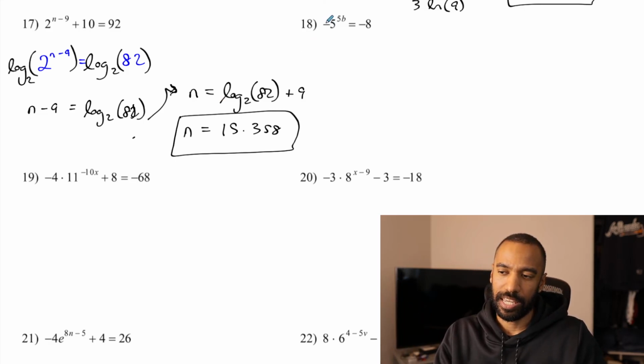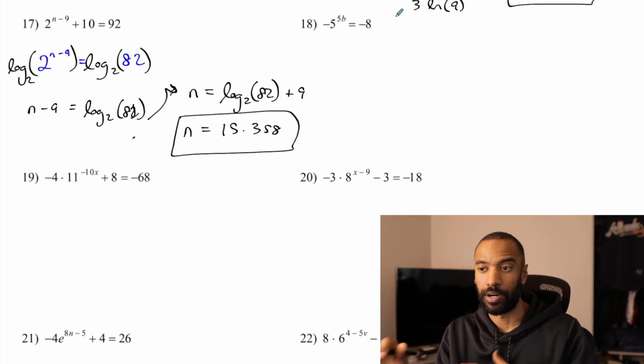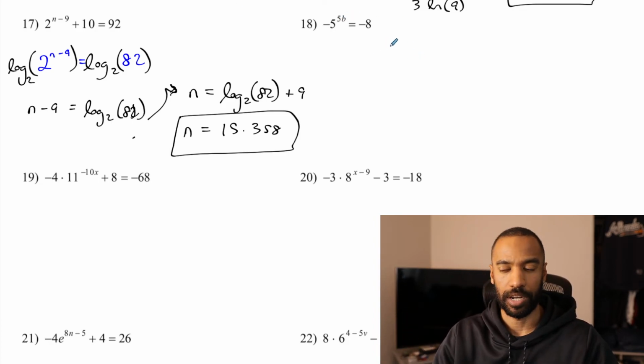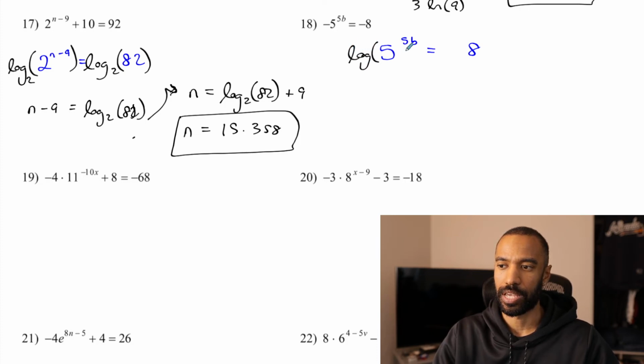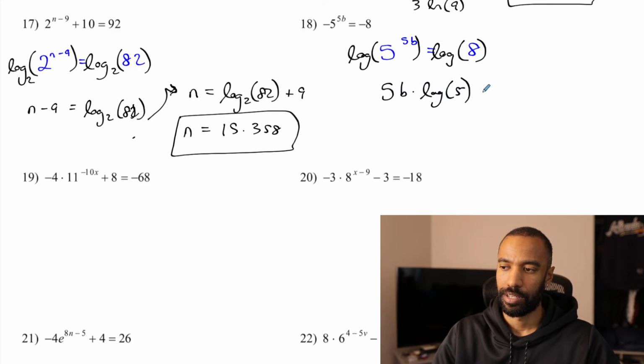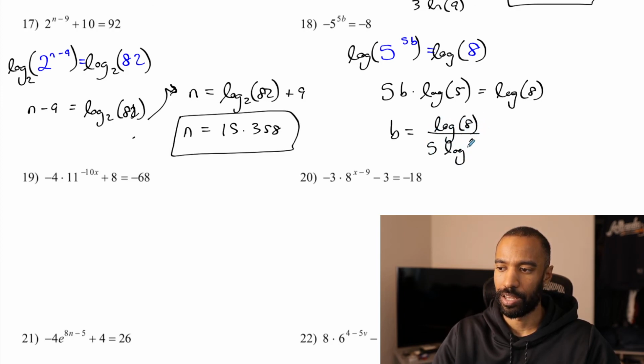Now on number 18 here, you have to remember, that's a negative 1 multiplying by that 5. It's not negative 5 to that power. So if I divide both sides by negative 1, immediately you get 5 to the 5b equals 8. Positives. And as I log both sides there, we'll get 5b times log of 5 equals log of 8. Divide both sides by 5 times log of 5, you'll get b equals log of 8 over 5 times log of 5.